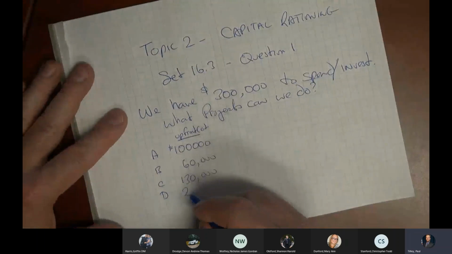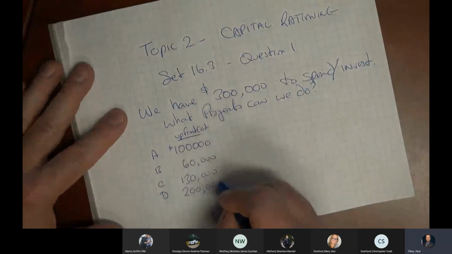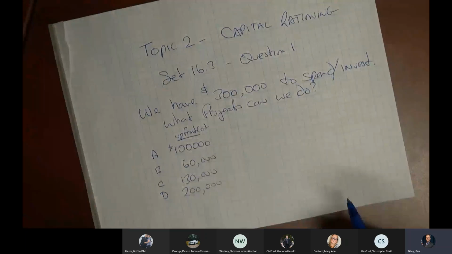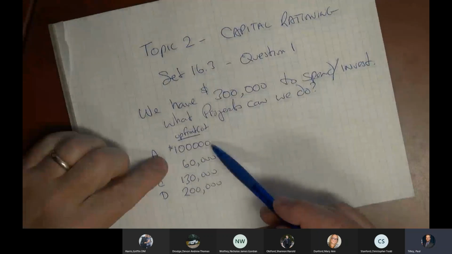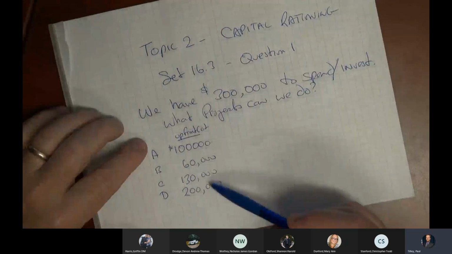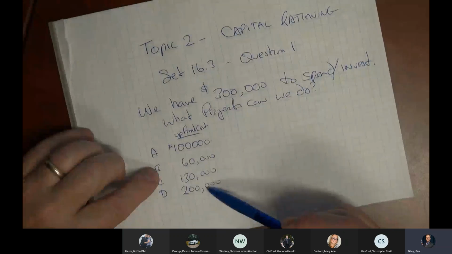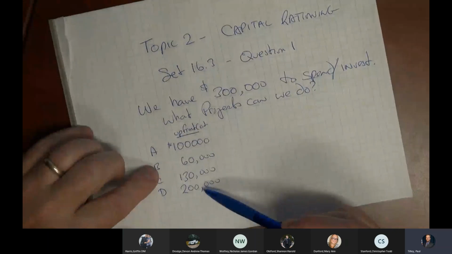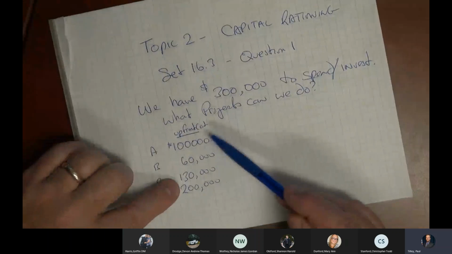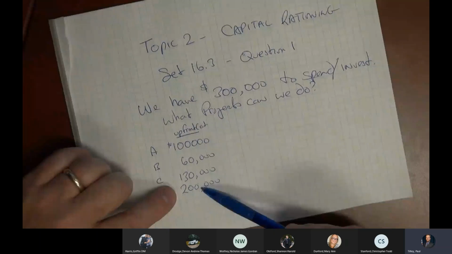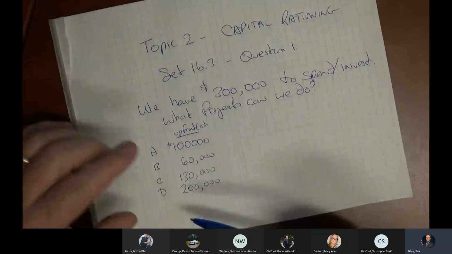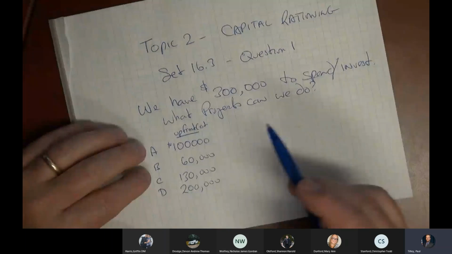Now, if we just looked at that, we'd say to ourselves, wow, we got $300,000 to spend. We could do either one of those projects, certainly. The question is, which one should we do? Should we do this one and this one because we have enough money? Should we do this one and this one? Well, how do we make the choice of which ones we can do? Well, the upfront cost is not sufficient for us.